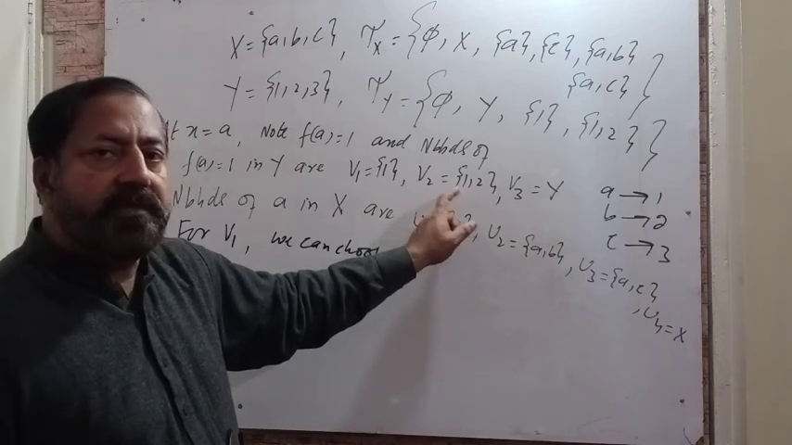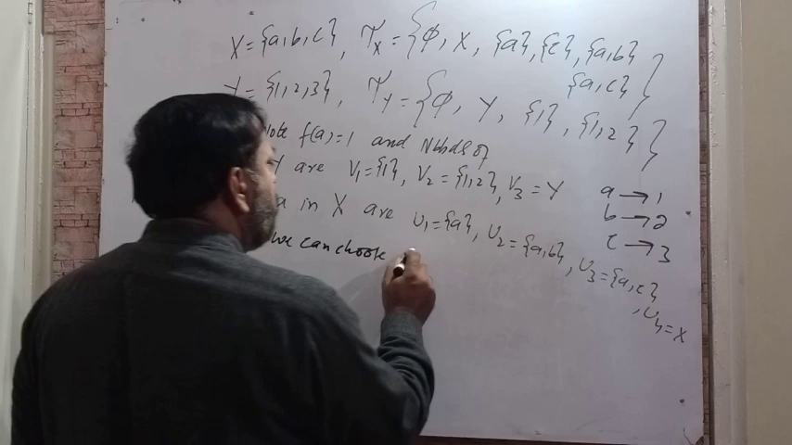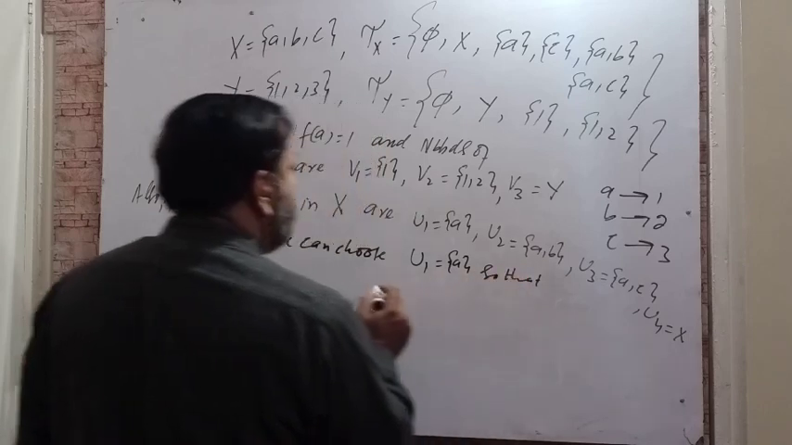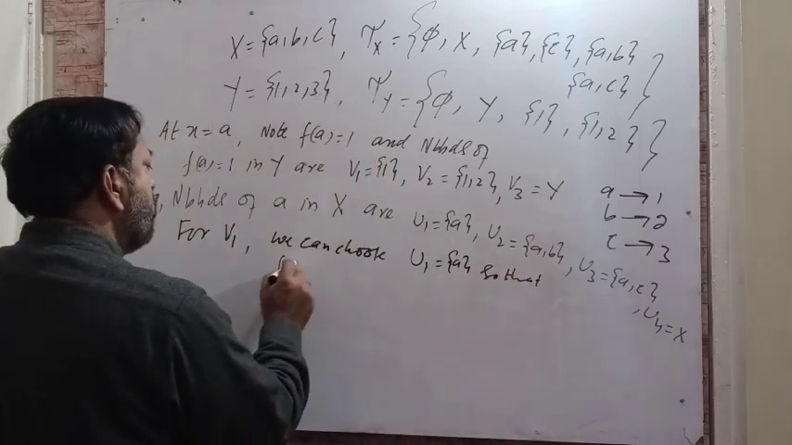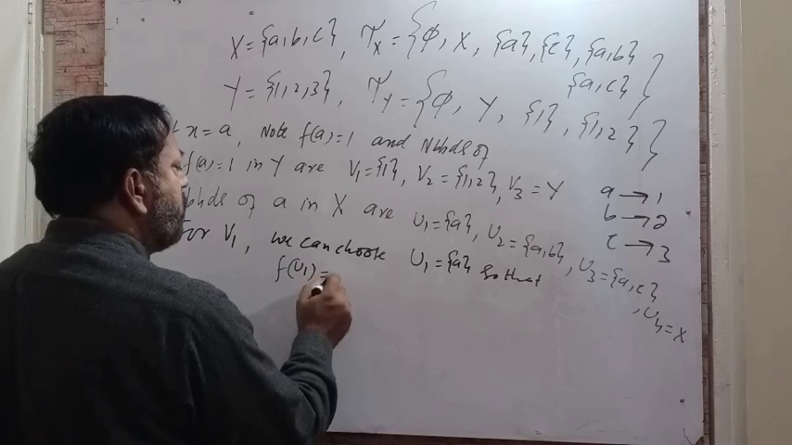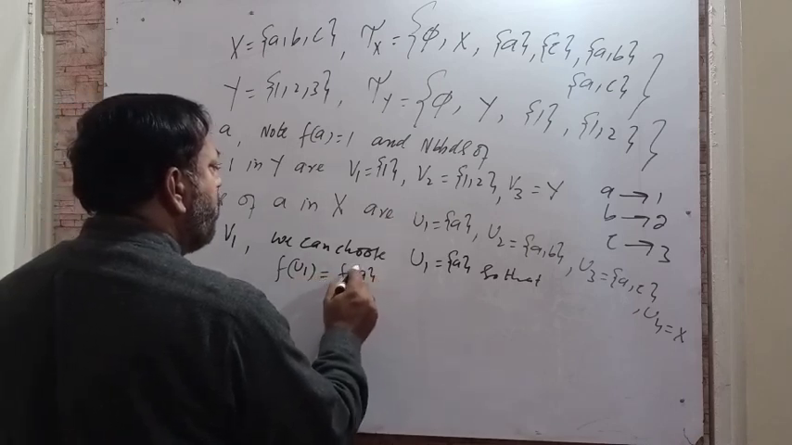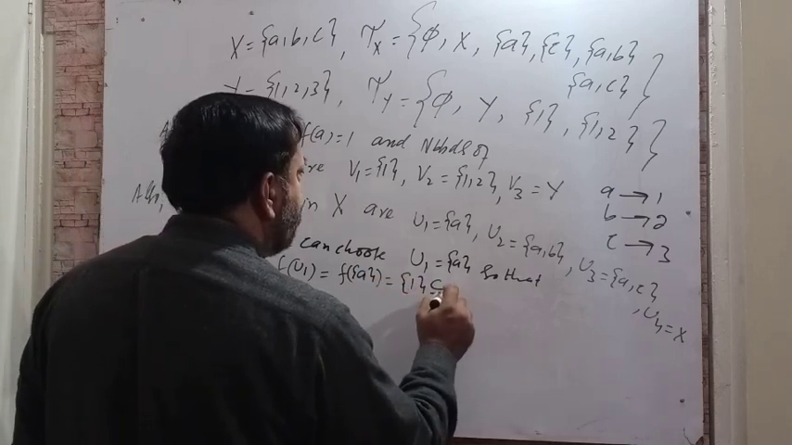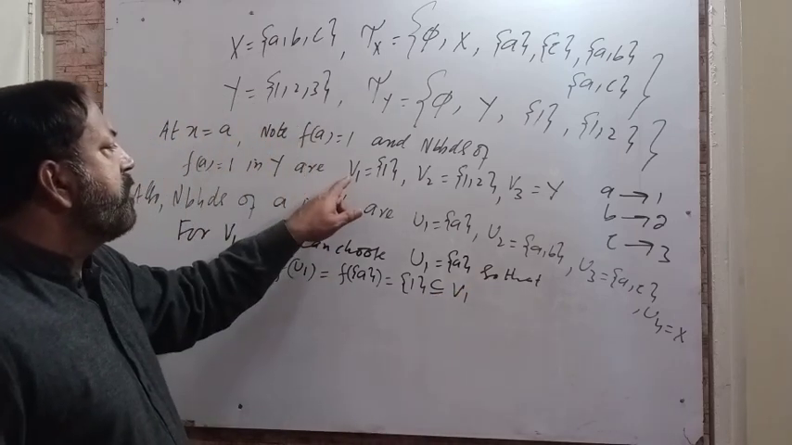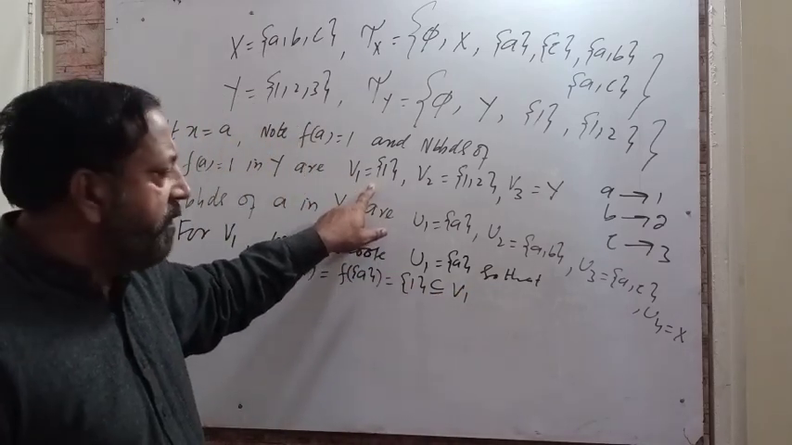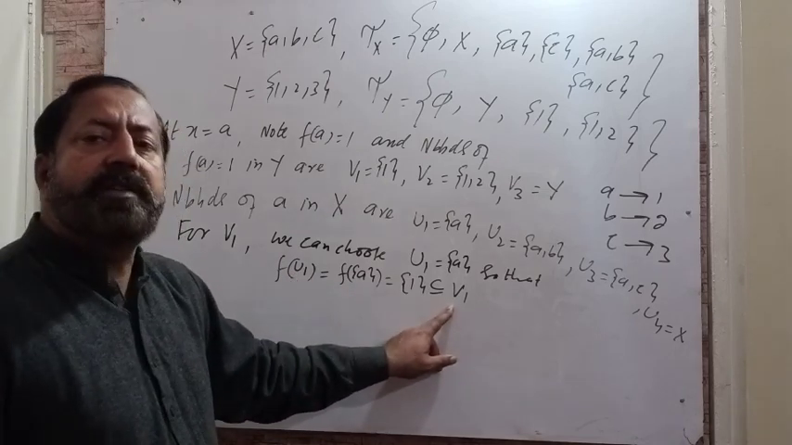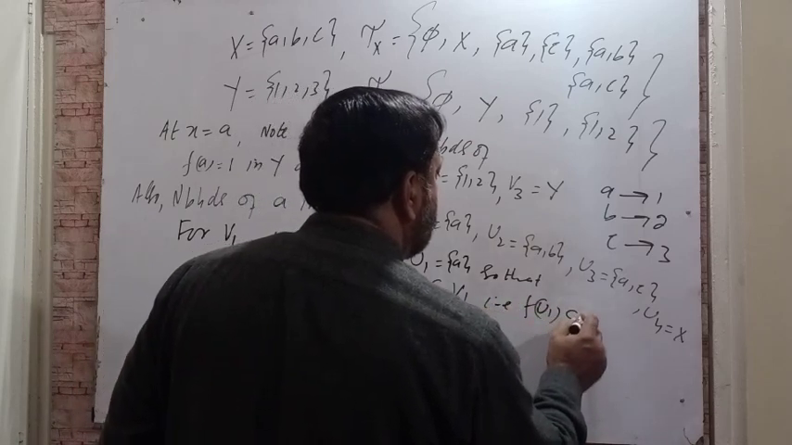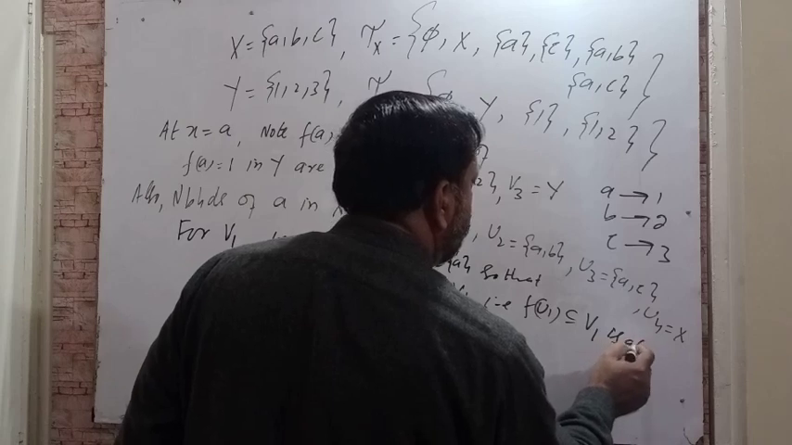Then we will discuss v2. So we can choose u1 is equal to {a}, so that f of u1, which is equal to f of a, is equal to 1, which is contained in v2. Of course, every set is contained in itself. So the definition that f of u1 is contained in v2 is satisfied.